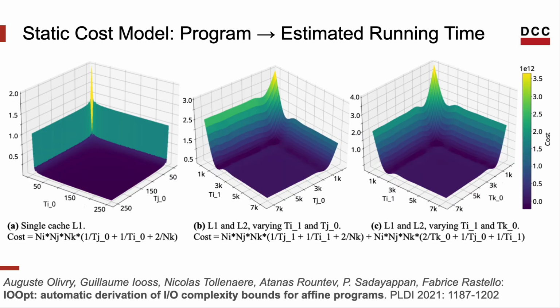There are many cost models in the literature. For instance, here is one that I took from a paper published in PLDI 2021 by Fabrice's group. That's what the surfaces look like that we obtain by varying the dimensions of tiling. We're doing tiling, and then we can choose different tiling windows. So that's what we get.